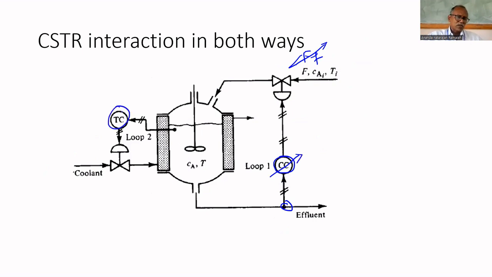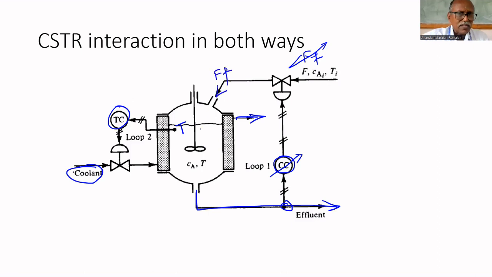Another one is the temperature controller. The temperature T is measured, and based on that, since the reaction is exothermic, the coolant flow rate is adjusted. Coolant leaves here, the product effluent leaves here, and the feed is entering here.